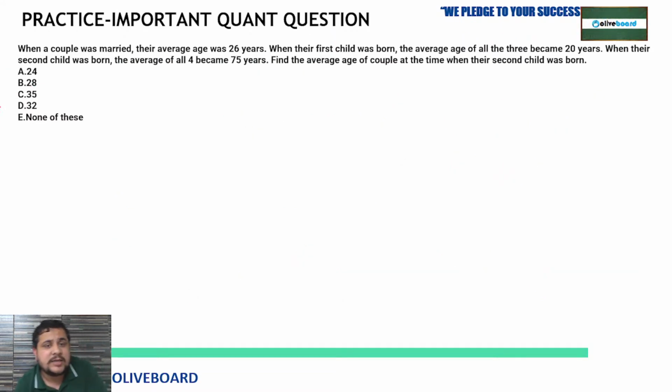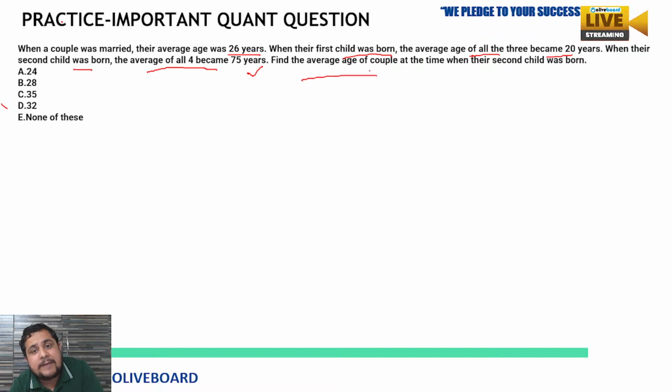Now let's move on to the next. Now see, very interesting question, and it is based on your common sense also. You can solve this question by common sense also. See here, when a couple was married, their average age was 26 years. When their first child was born, the average age of all three became 20 years. When their second child was born, the average age of all four became 15 years. Find the average age of the couple at the time when their second child was born. Tell me the answer of this.